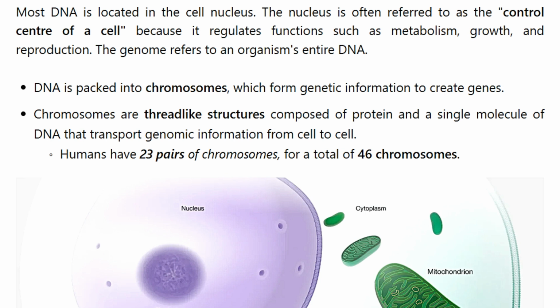Location of DNA. Most DNA is located in the cell nucleus. The nucleus is often referred to as the control center of a cell because it regulates functions such as metabolism, growth, and reproduction. The genome refers to an organism's entire DNA. DNA is packed into chromosomes, which form genetic information to create genes. Chromosomes are thread-like structures composed of protein and a single molecule of DNA that transport genomic information from cell to cell. Humans have 23 pairs of chromosomes, for a total of 46 chromosomes.